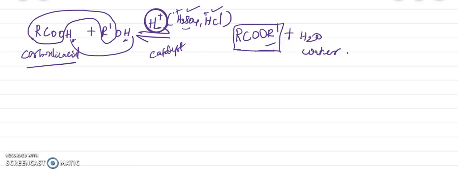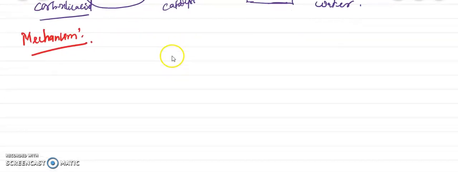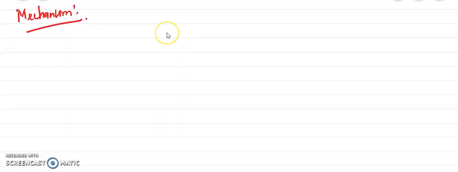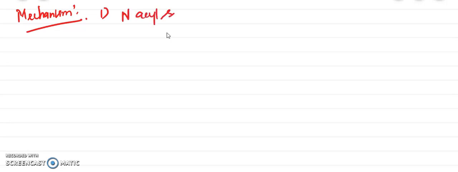Now we are going to discuss the mechanism. How is esterification happening through this mechanism? What are the steps we have to follow for the mechanism of esterification? The esterification reaction of a carboxylic acid with an alcohol is a kind of nucleophilic acyl substitution. The first thing to keep in mind is that it is a nucleophilic acyl substitution. Got it, all of you?